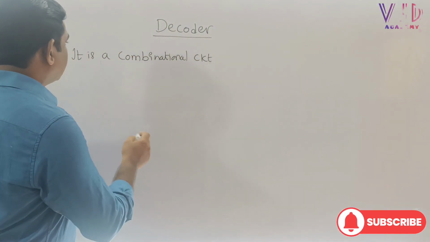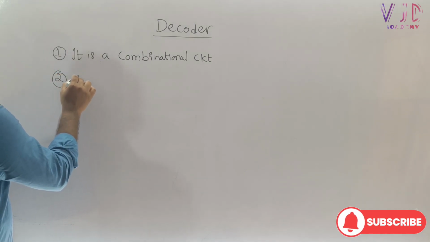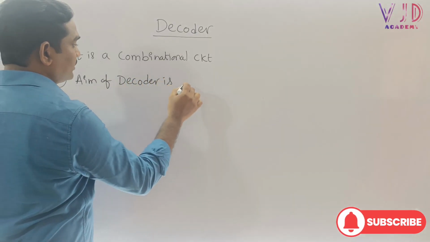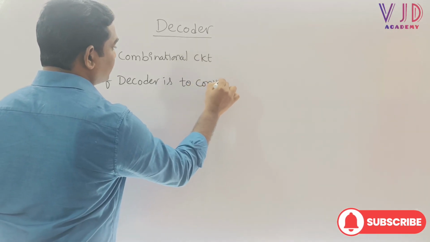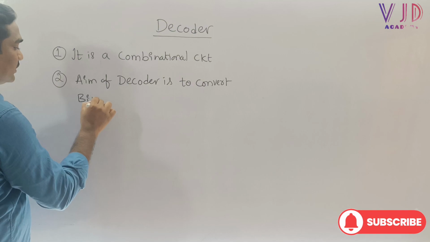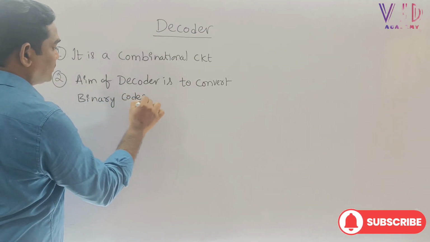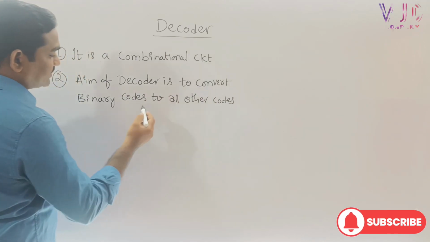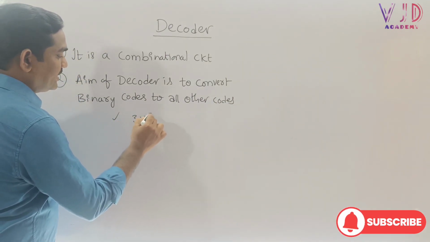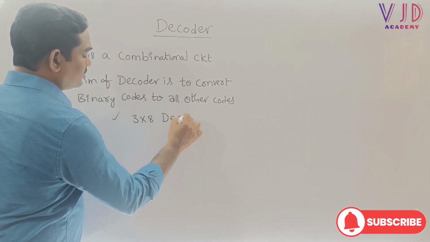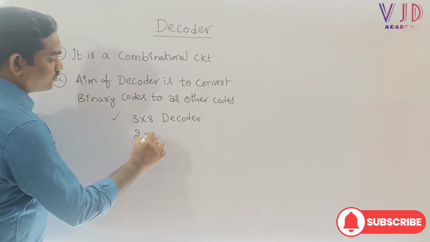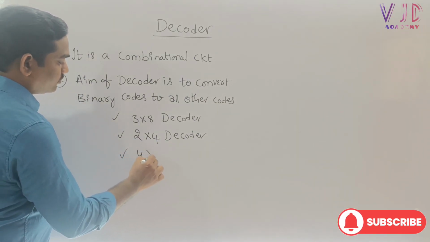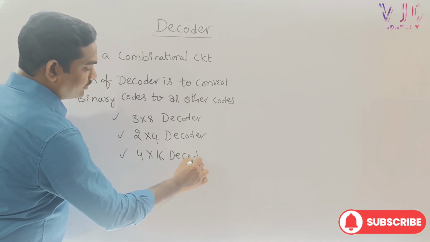Sir, the main ultimate aim of a decoder is to convert binary codes to all other codes, which we can simply say are 3 to 8 decoder, 2 to 4 decoder, and now 4 to 16 decoder, something like that.